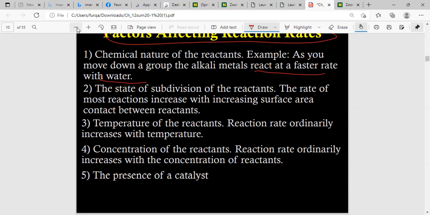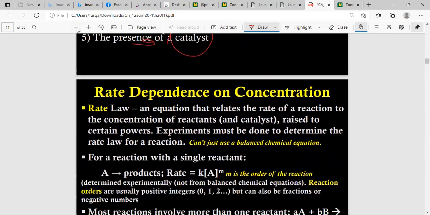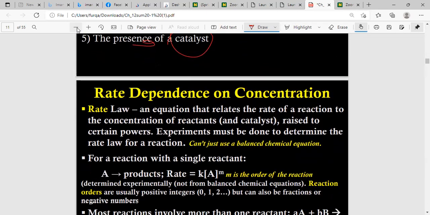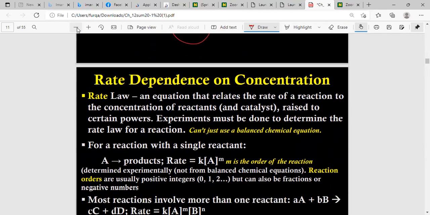Concentration of the reactants: the rate ordinarily increases with the concentration of the reactant. Is it true for all situations? We'll look at it. The situation depends on which order the reaction is, so we have to look at the reaction orders. The catalyst is very important; it increases the reaction rate. So let's look at the dependence of rate on the concentration first. Then we'll look at the dependence of the rate on time, and then the third factor will be the temperature.